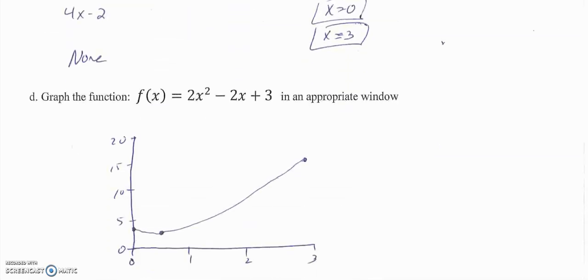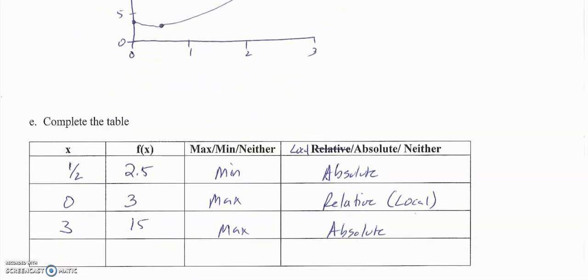So we can make a table of 1/2, 0, and 3. We take 1/2, plug into the original function, and it gets us 2.5. We plug 0 into the original function, gives us 3, and plug 3 into the original function, and it gives us 15. So then we're going to look at those points to see if we have an absolute max or minimum, or a relative max or minimum, or local max or minimum.